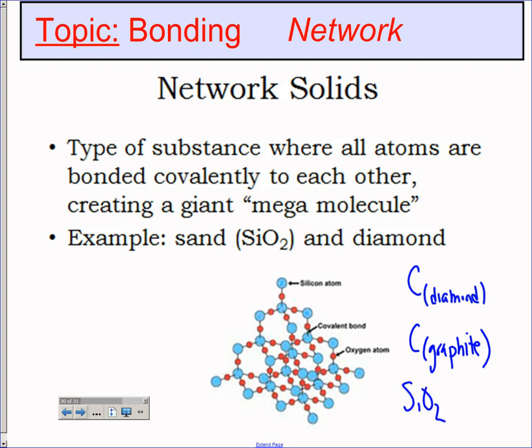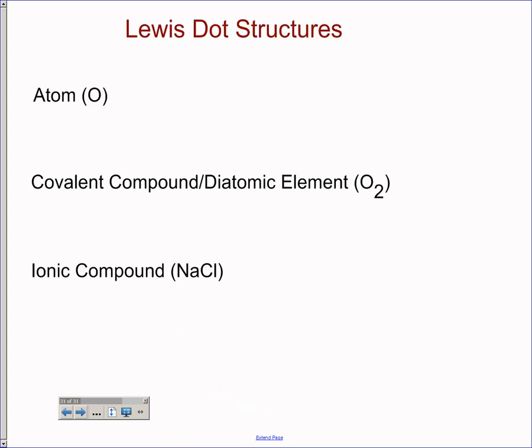Also, SiO2, which is quartz, silicon dioxide, the stuff sand is made out of, is also a common network solid. All of these share in common that they are very strongly bonded together. The network makes them very strong, so they have extremely high melting points.